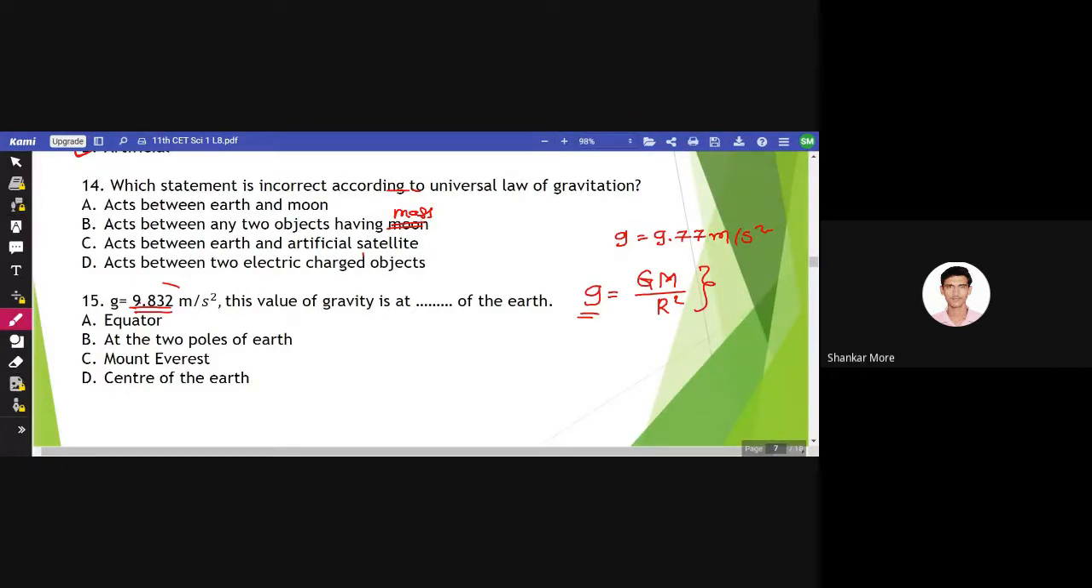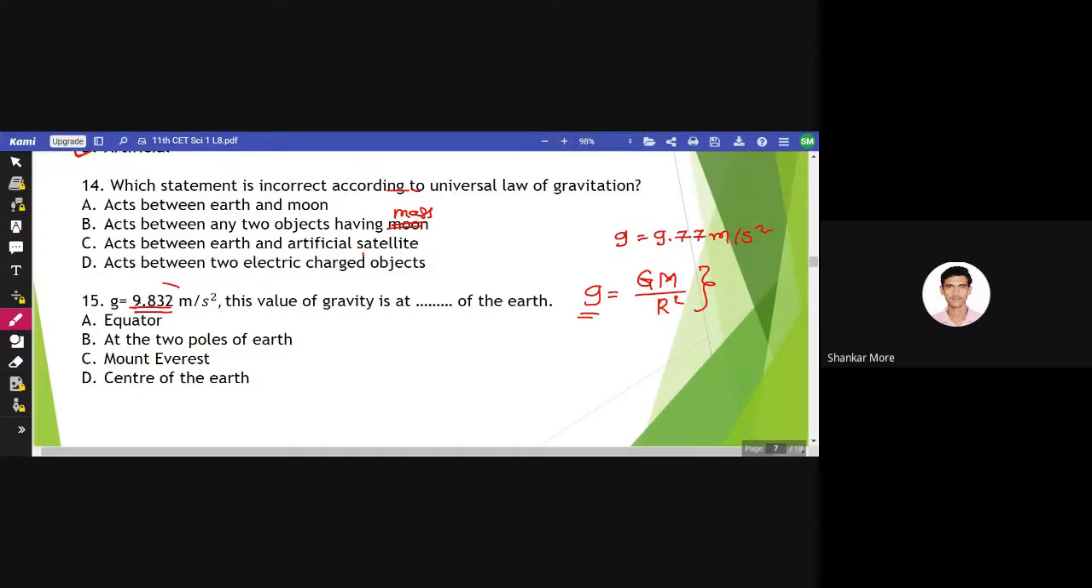ठीक. So G cannot be increased. Capital G cannot be increased. Now what about M? Capital M can be changed? Whether it can change. M change हो सकता है क्या? Put your answers. Okay, Sahil says yeah, it can be changed. All others are saying no, it cannot be changed. Sahil, the answer is it cannot be changed.